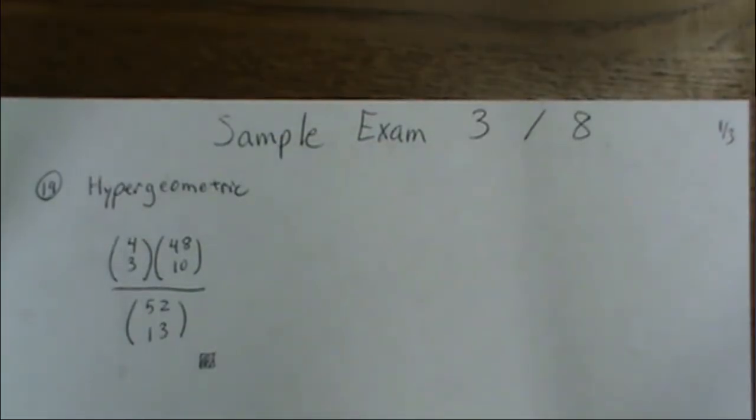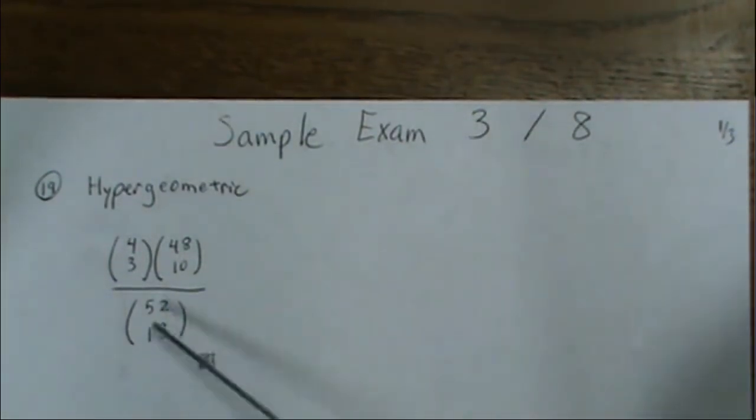Number 19. If 13 cards are randomly chosen without replacement from an ordinary 52 card deck, what is the probability of obtaining exactly 3 aces? Exam 3, problem number 19. We want to find the probability of obtaining exactly 3 aces, where that's the classic hypergeometric distribution.